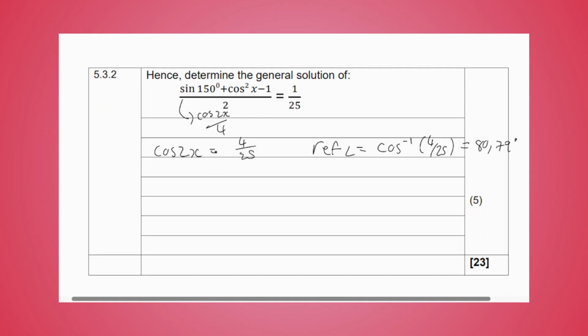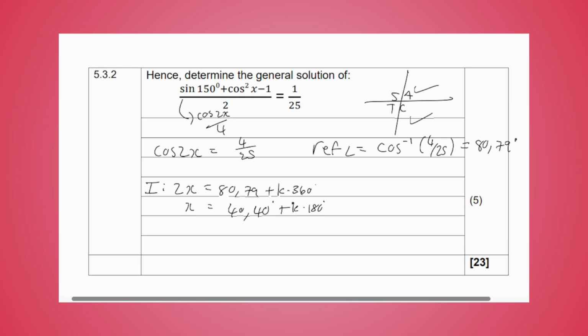Where are we finding positive cos? If we look at our cos diagram, cos is positive in quadrant 4 and in quadrant 1. So in quadrant 1, you will have 2x is equal to 80,79 plus k 360. So we divide by 2. So it's 40,40 plus k 180. Remember, you divide by 2 in each of the terms.